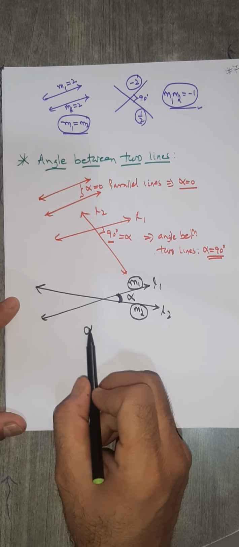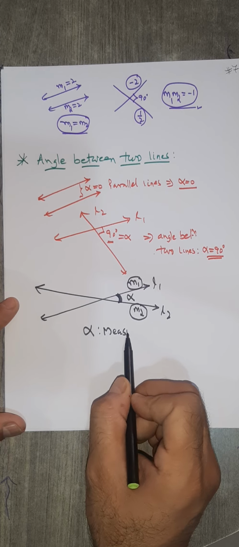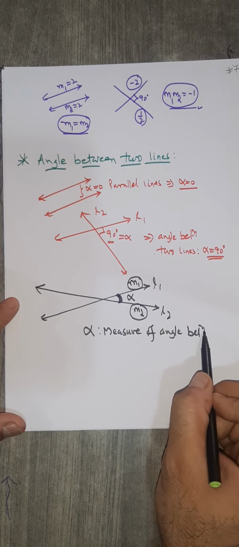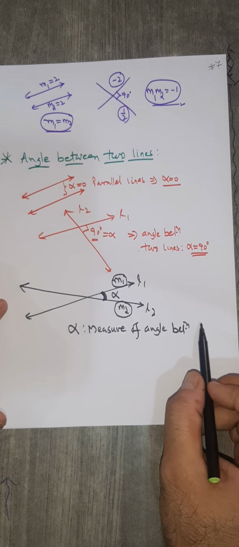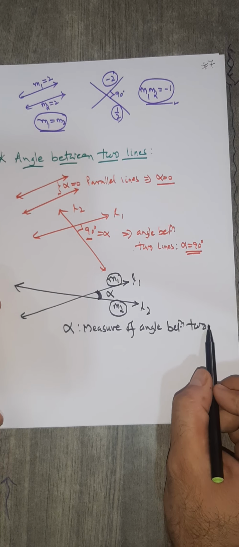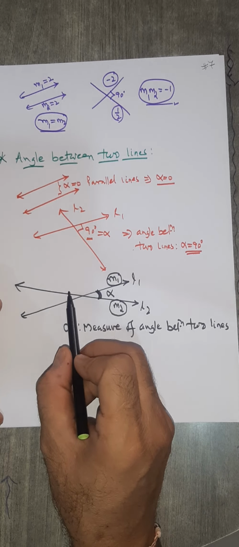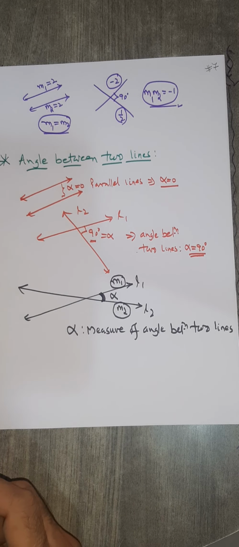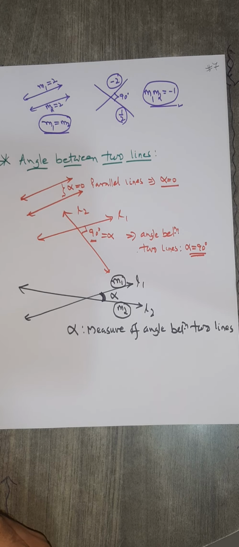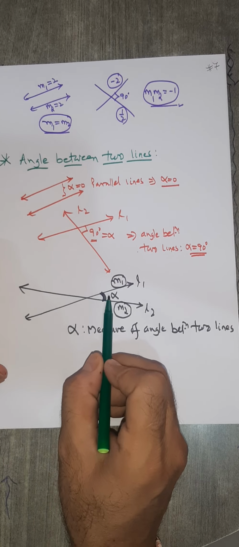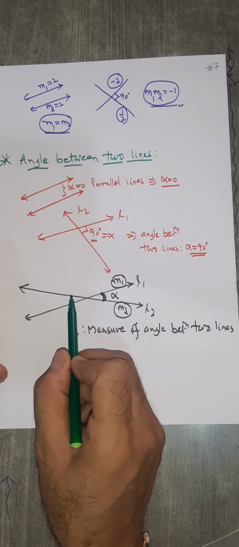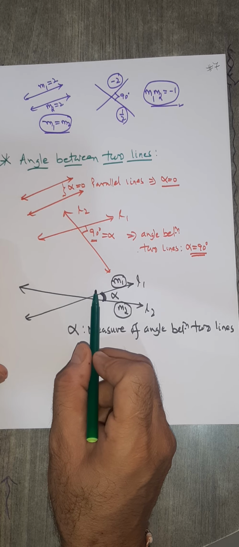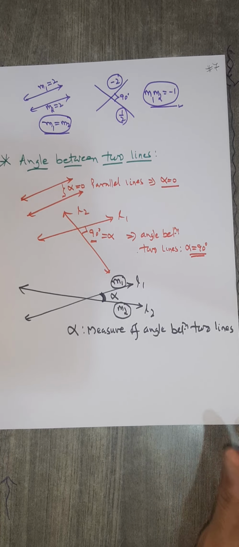What is alpha? Alpha is the measure of the angle between these two lines. Now you can see this is also a measure of the angle between two lines, but that's an obtuse angle. Usually when we say the measure of the angle between two lines, it's taken as an acute angle. If this is, for example, 60 degree, then this has to be 120 degree because the total is 180 degree. 120 degree is not considered as the angle between two lines. 60 degree is always considered as the angle between two lines.